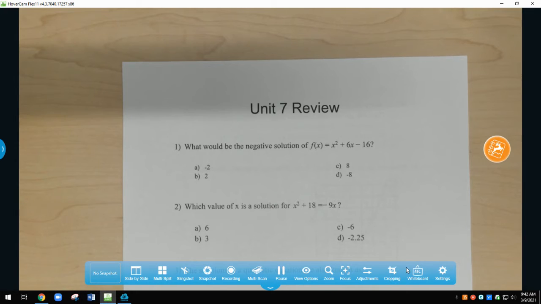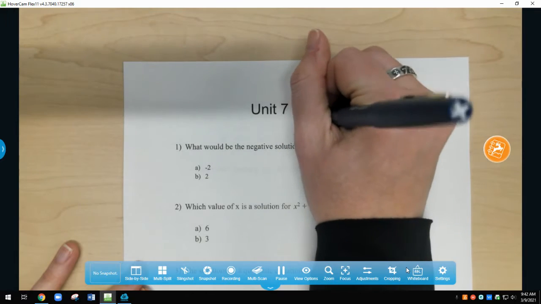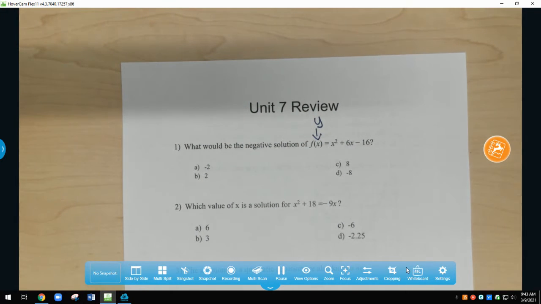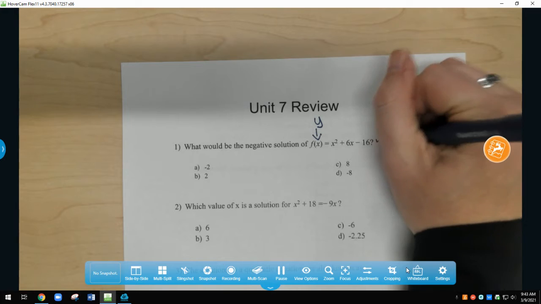Okay, today we're going to review for the Unit 7 test over solving quadratics. So this first one says, what would be the negative solution of f of x equals x squared plus 6x minus 16? Remember, f of x is the same thing as y. So this is technically equal to y. And so we can go ahead and just put this into Desmos.